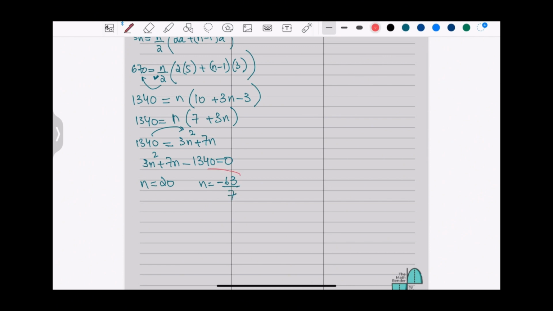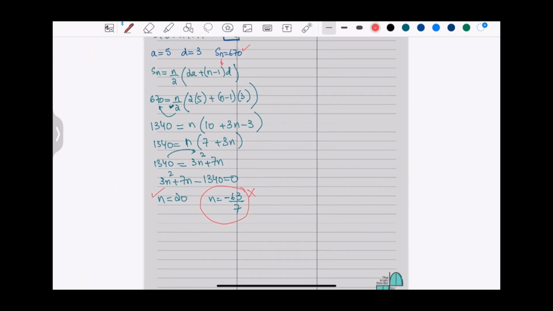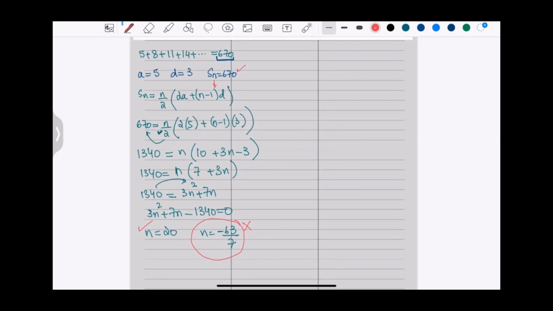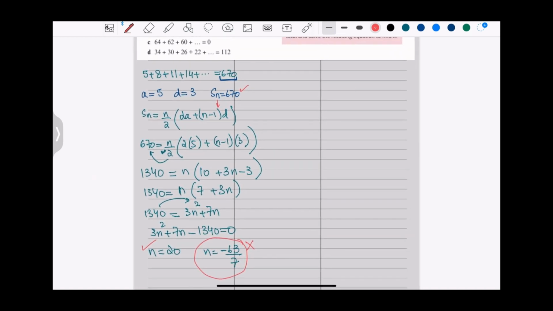Note that this is not practically possible. The number of terms cannot be negative, neither can it be fractional. So this is the only answer that will be accepted. You may try solving this, pause the video, and I will solve in the meanwhile.